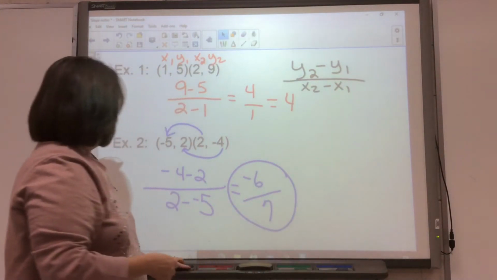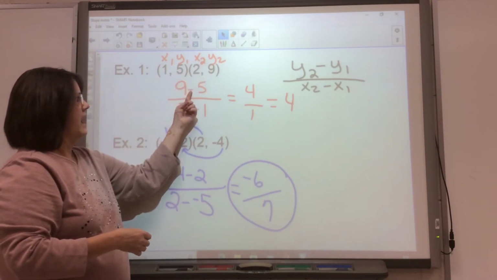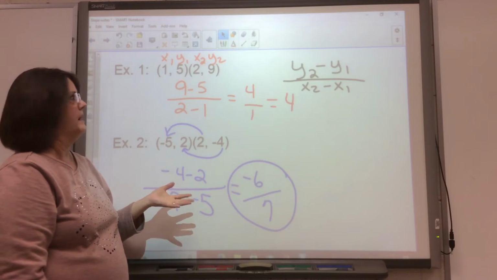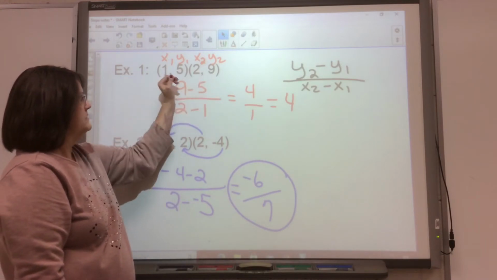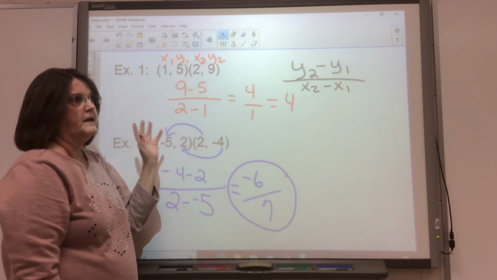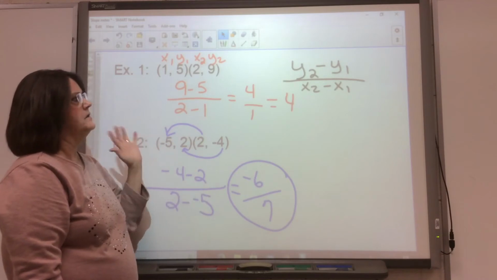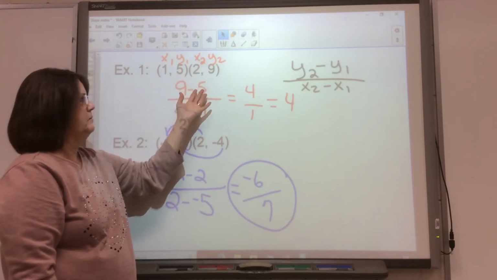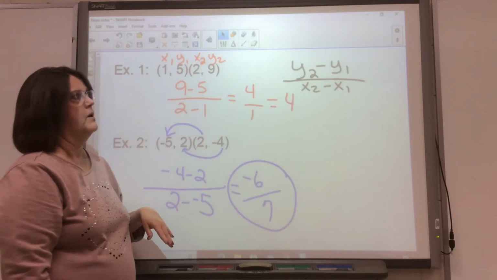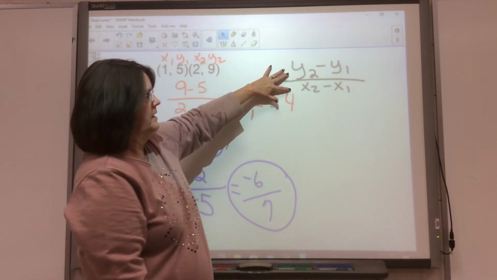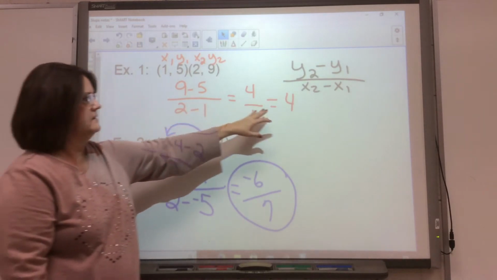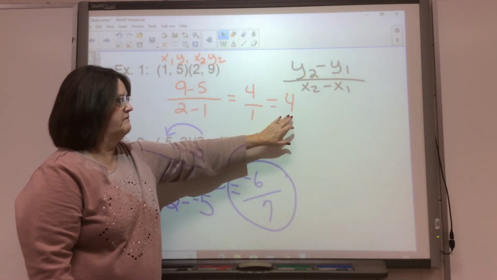And so we have 9 minus 5 over 2 minus 1. Be careful that you don't mix them up. I've seen students do 9 minus 1 and 2 minus 5. Just be careful that you are doing the y's over the x's. I've also seen students put x first in the numerator and y's in the denominator. Bear in mind what the formula is. Okay, so that one has a slope of 4.